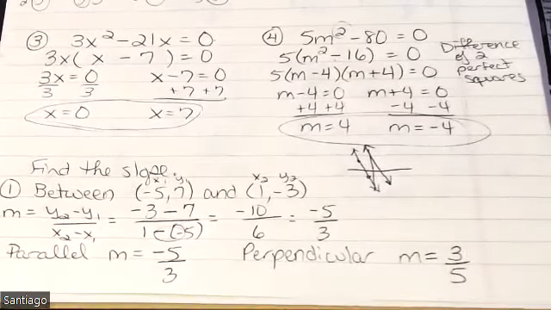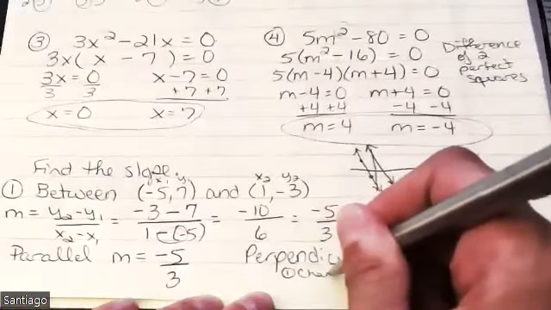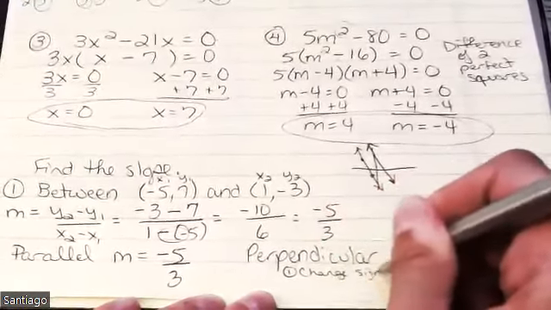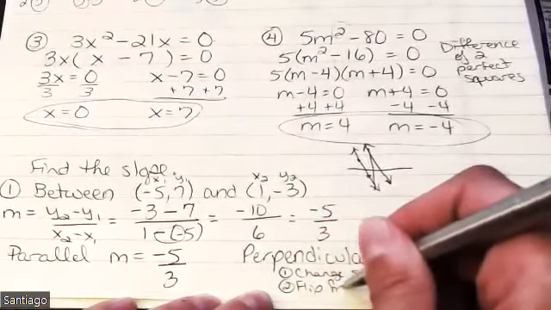Okay. So two things have to switch. Good, good. Two things have to switch. You have to change the sign, and then you have to flip the fraction. So there are two flips.